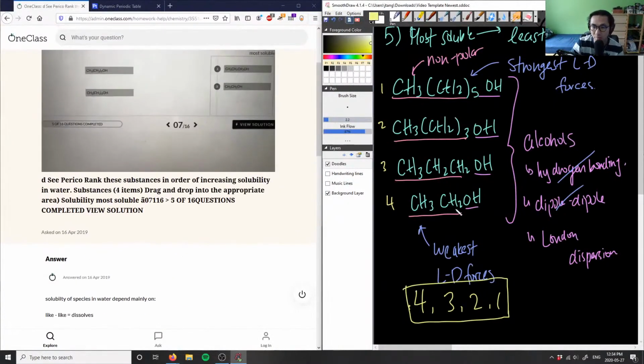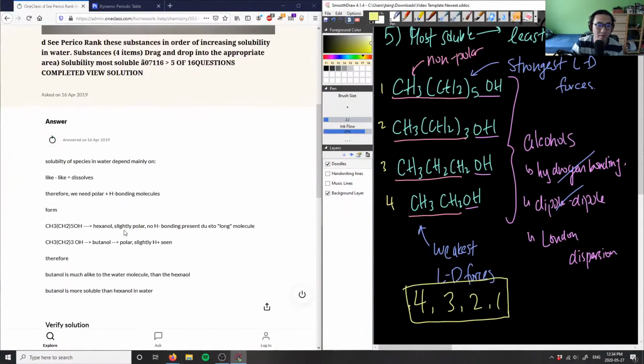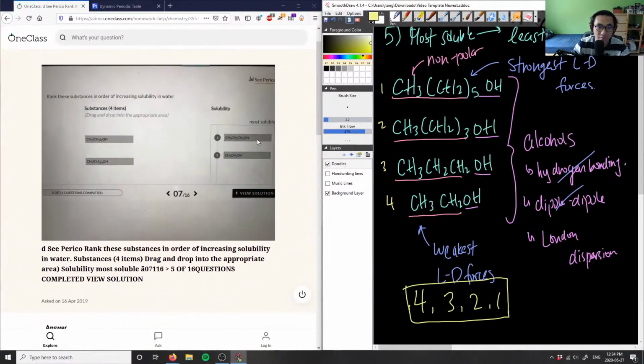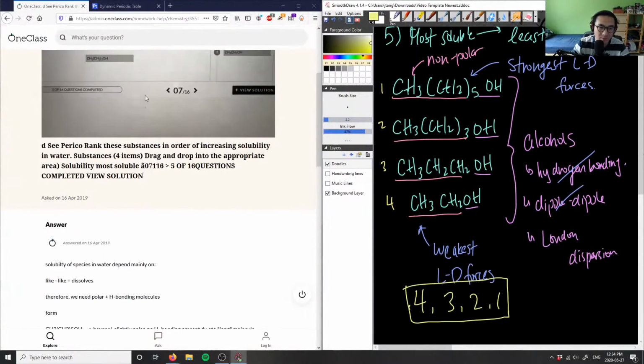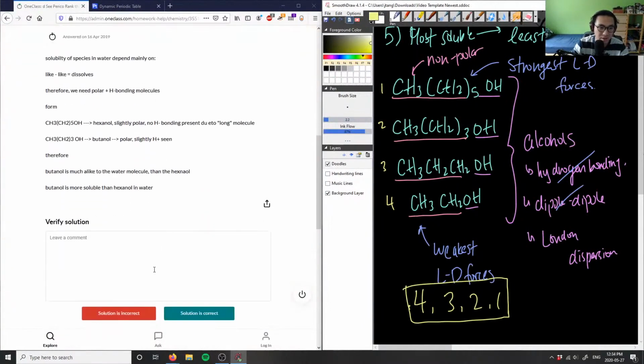So ethanol is the most soluble here, then propanol, then butanol, and hexanol. So this solution here is correct. I think they mixed up these two. The person who submitted this mixed both of these up, and they didn't actually talk about the solution as well. So this solution is partially correct because they didn't figure out the other ones. Most soluble to least soluble: ethanol, propanol, butanol, and hexanol.